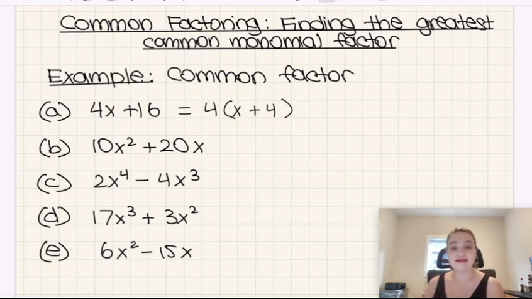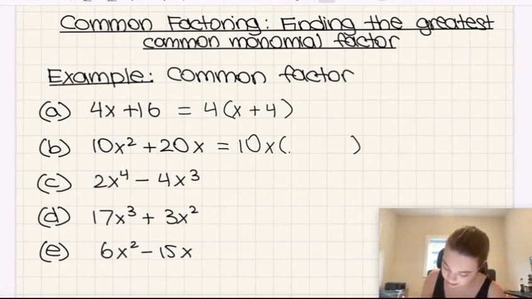Okay, let's do the same with example B. Let's first look at the coefficients, which are 10 and 20. What is the greatest common factor between 10 and 20? Well, that's going to be 10. So I'm going to write 10. And then what about our variables? We have x squared and x as the variables. So the greatest common factor between those is just a single x. So I'm going to put a single x here. And then I'm going to find what we need for our brackets. So 10x times what is 10x squared? Well, 10x times x is 10x squared, so I'm going to put an x here. And then 10x times what number is 20x? Well, 10x times 2 is 20x, so I'll put plus 2 in there.